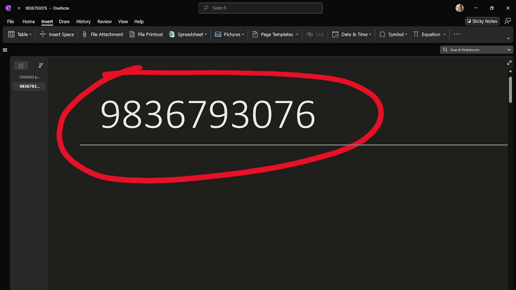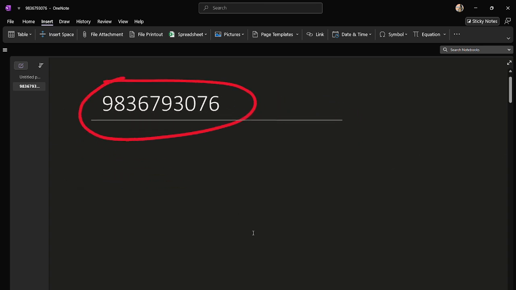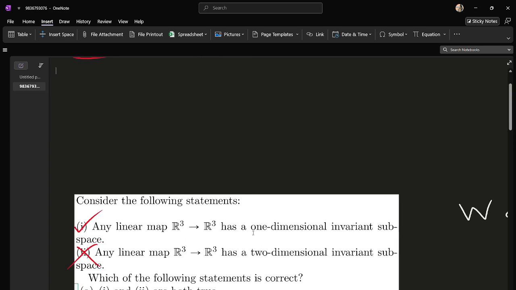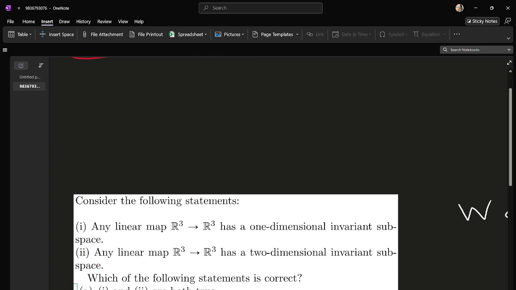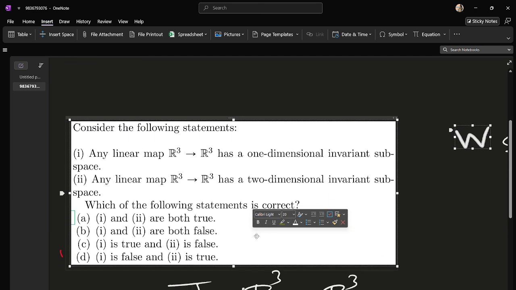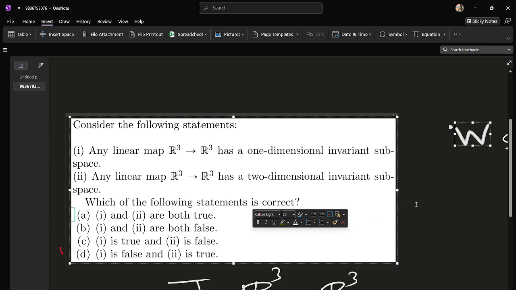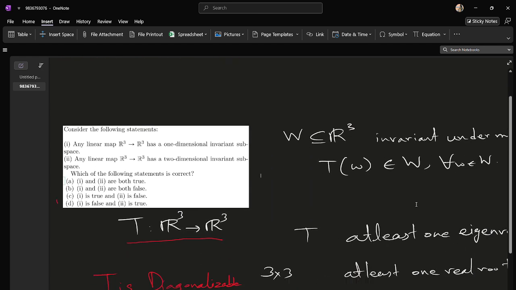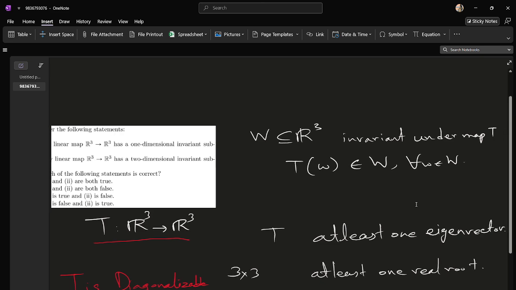Okay, now we are solving some TIFR GS question. This question is telling us to consider the following statements: any linear map from R cube to R cube has a one-dimensional invariant subspace, and any linear map from R cube to R cube has a two-dimensional invariant subspace.